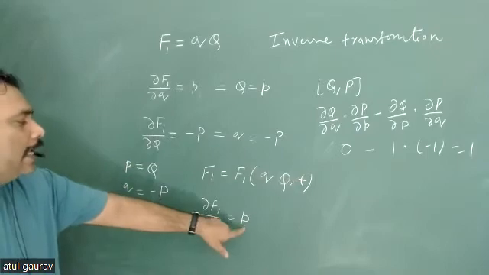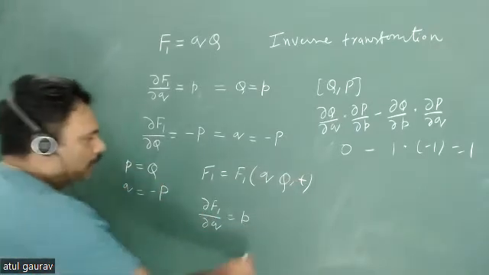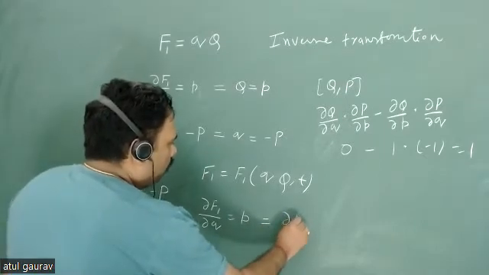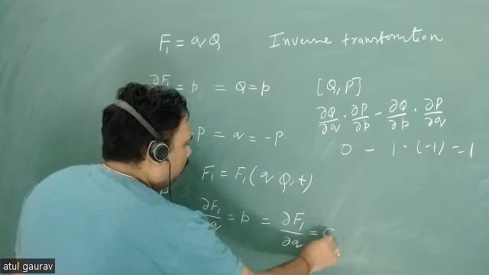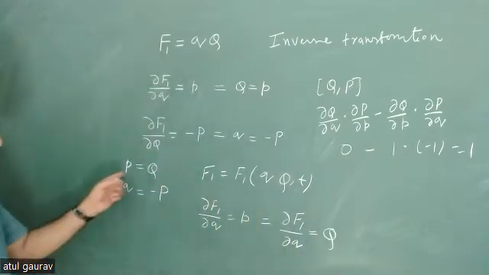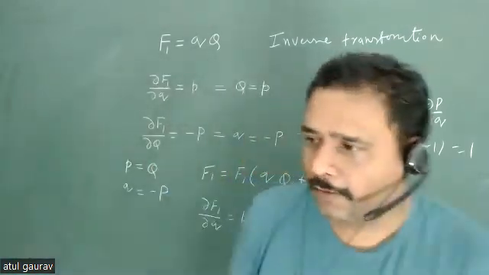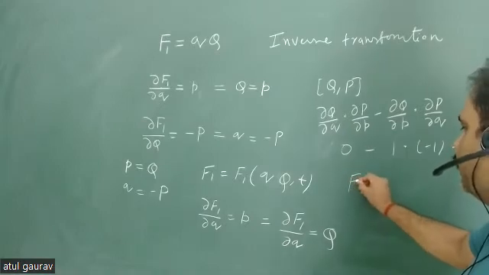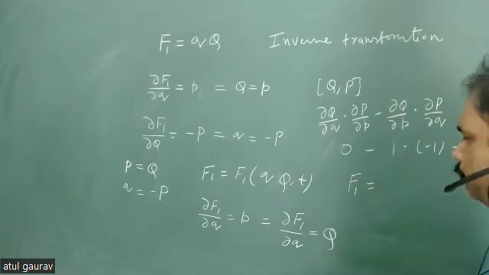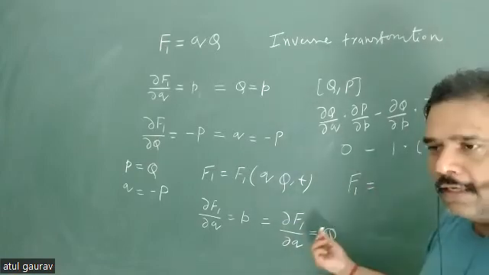So what do I have to do? I have to replace this p from here. So what is this value? Del F1 upon del q can be written as capital Q, from this particular transformation. Now we are going to integrate this. When we integrate it, what will I get? I will get F1 is equal to, you can just integrate. This is partial integration.